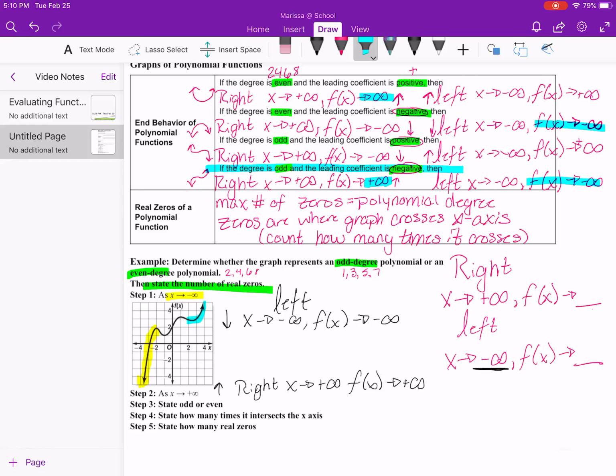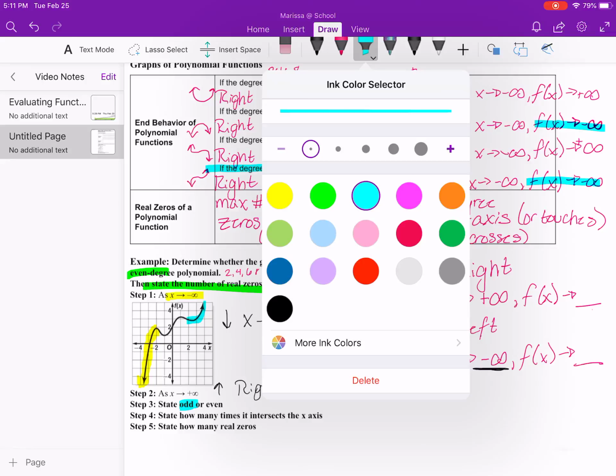So it's asking me what degree it is. Is it even or odd? So I know the first answer is going to be that it is odd. The next one is I want to find out how many times it intersects the x-axis. So the number of real zeros is how many times it crosses or touches the x-axis. So I should probably add this, or touches. So the number of times it touches or crosses the x-axis.